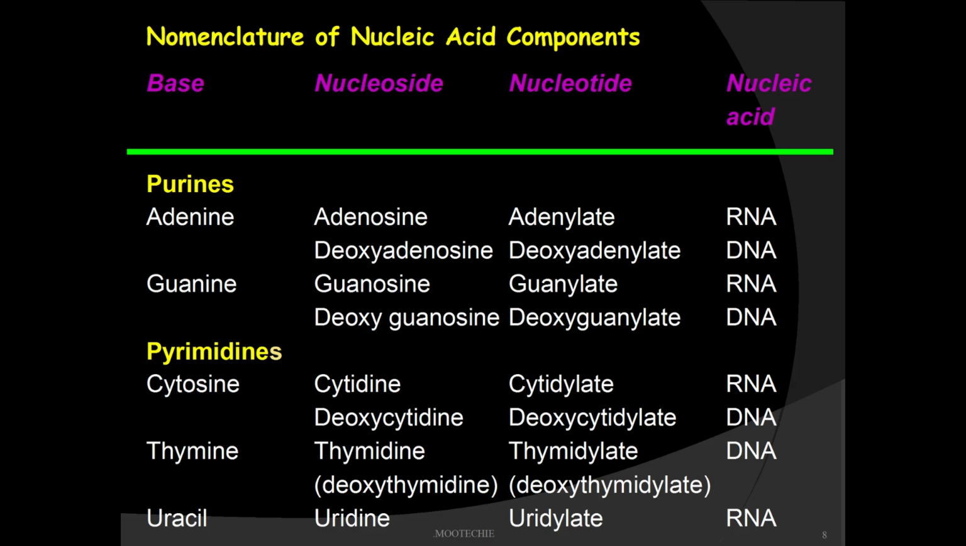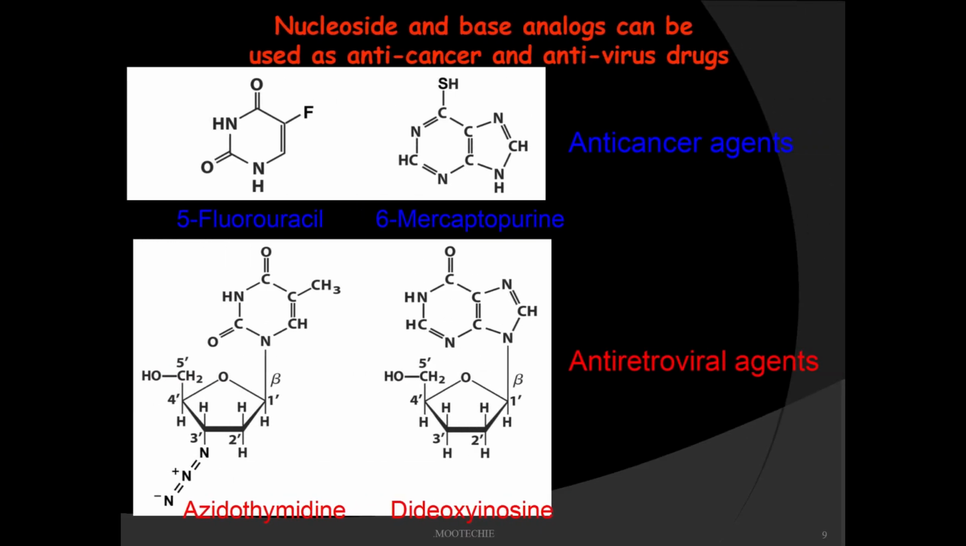This isn't just academic. Understanding these structures has saved lives. Nucleoside and base analogues can be used as anti-cancer and antiviral drugs. For example, 5-fluorouracil and 6-mercaptopurine are powerful anti-cancer agents. And drugs like azidothymidine and dideoxyinosine are crucial antiretroviral agents used to treat viral infections like HIV.